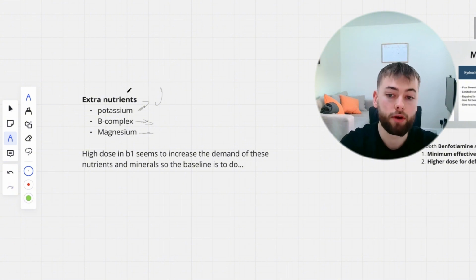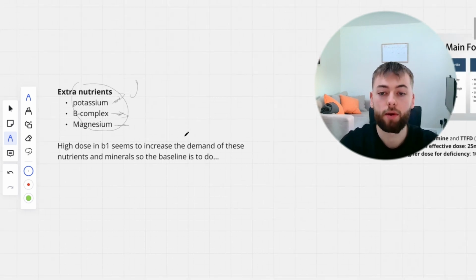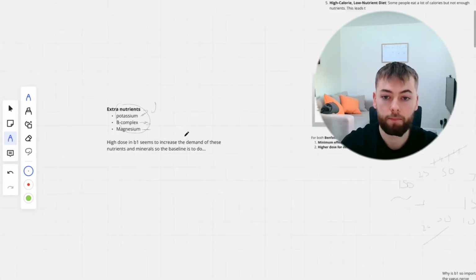So when you take B1, your body just demands these extra nutrients, especially B complex. So you want to make sure you're getting these in as well, so you're not depleting these levels. And that can also help with any paradoxical reactions as well.